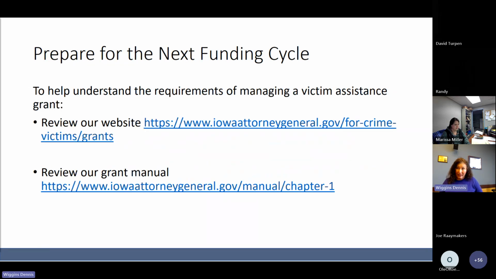So if you would like to have funding from our office, if you're thinking, boy, I sure wish I could get some of that money, you have a while to prepare for it. But I would offer you the opportunity to look at our website and our grants manual. So you can copy our grants manual if you want, Dennis, and there's no sense in reinventing the wheel. But a lot of it is just very specific to us.